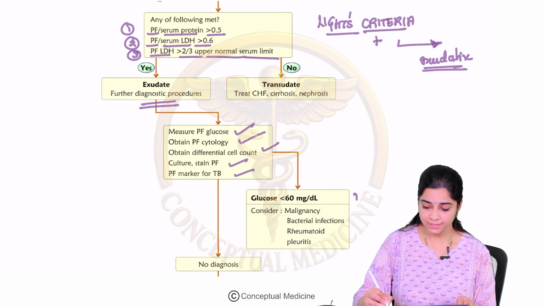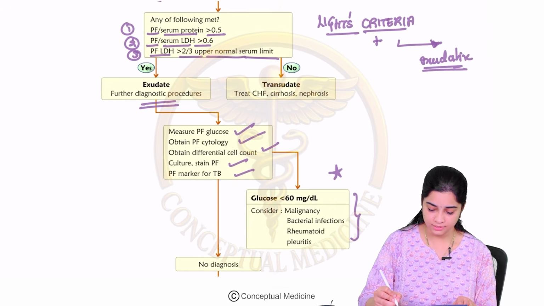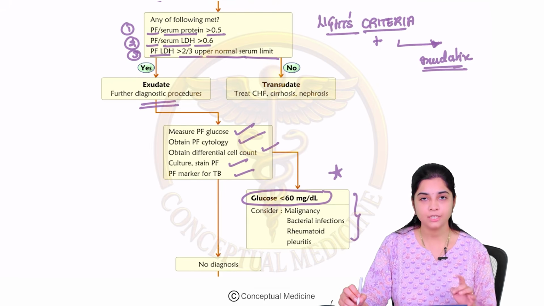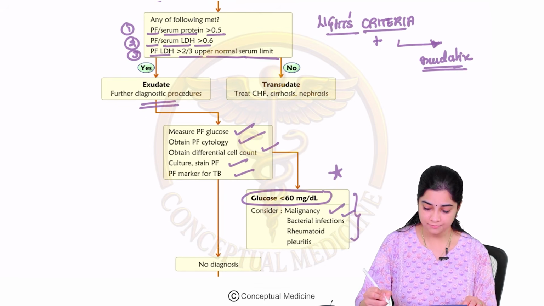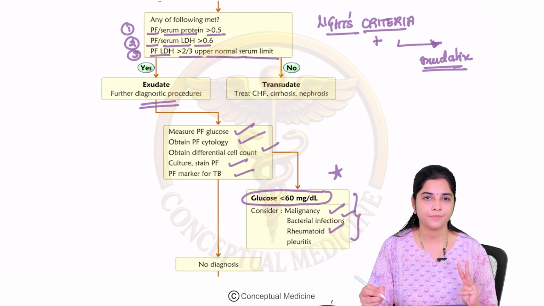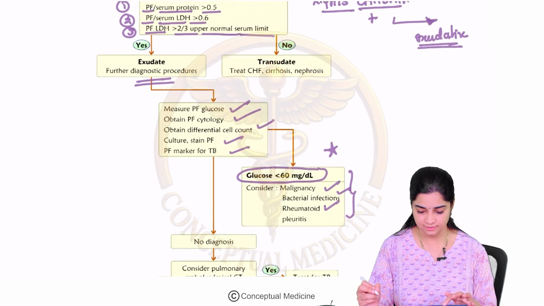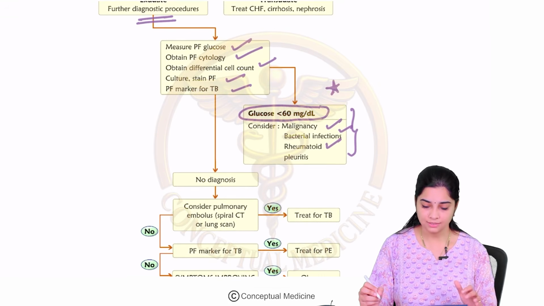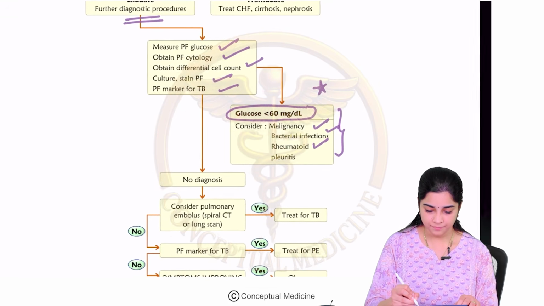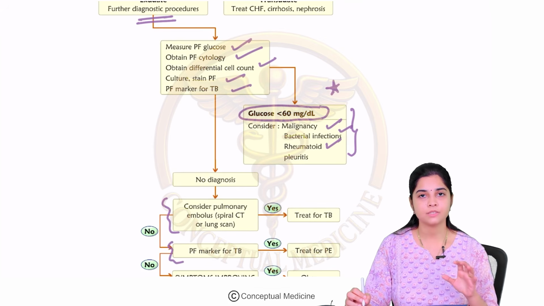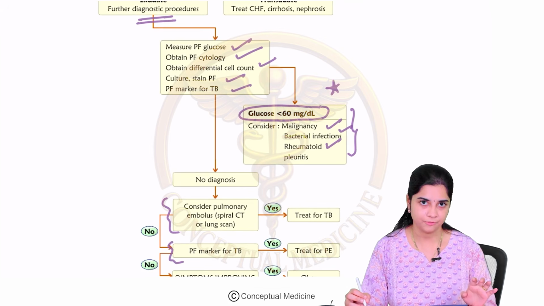Okay, a very important point that we have to consider is what are the conditions where the pleural fluid glucose is less than 60 milligrams per deciliter. What you have to remember is malignancy, severe bacterial infections and rheumatoid pleurisy. These are 3 conditions where the pleural fluid glucose is less than 60. Also, you will have to consider other conditions such as pulmonary thromboembolism or even pulmonary TB. Okay, so this is the overall approach to a pleural effusion.